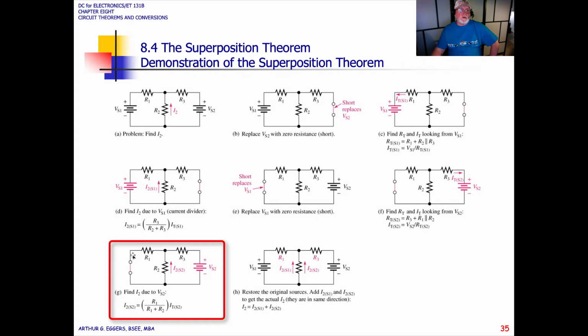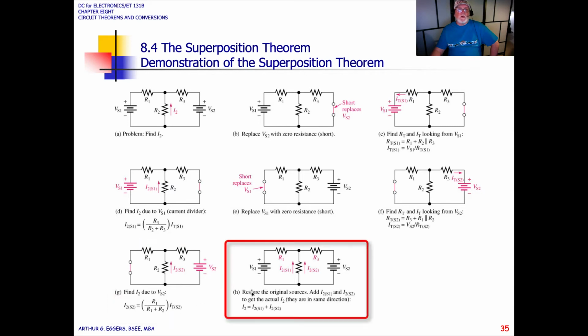The next step says we're going to find I2 due to just V source 2. We still have V source 1 removed. So I2 from source 2 is equal to R1 divided by R1 plus R2, times I source 2. Now we restore the original sources and add I2 from source 1 and I2 from source 2 together to get the actual I2 value. They are in the same direction. So I2 is equal to I2 source 1 plus I2 source 2.